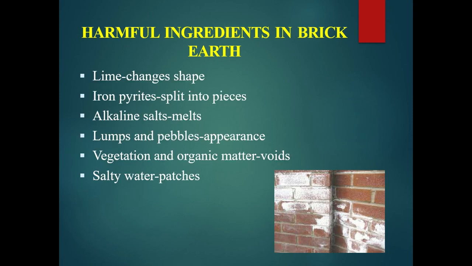One harmful ingredient is lime, as I've told you. Why? Because if it is in excess, if it is greater than 2%, it will change the shape of your brick. Then we have iron pyrites, meaning ferric oxide. Within the limits, it is giving good color, but if it is more than 2%, it will split your brick into pieces. Your brick becomes very easily breakable into small pieces.